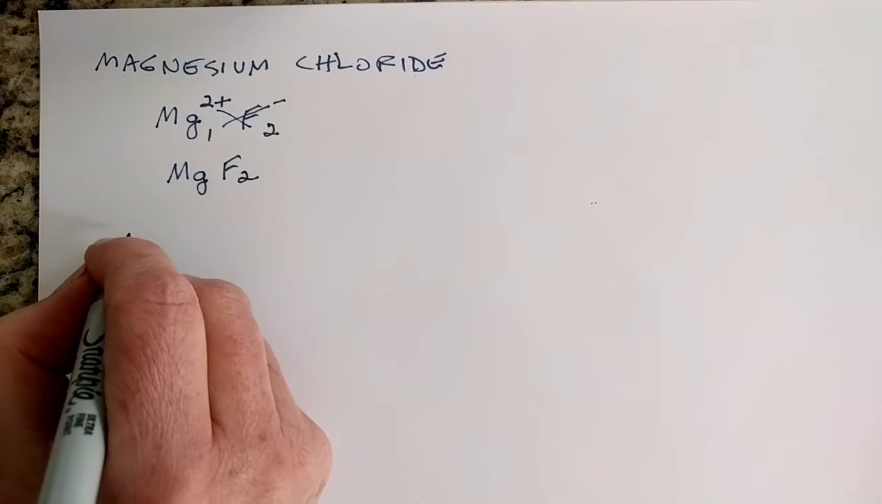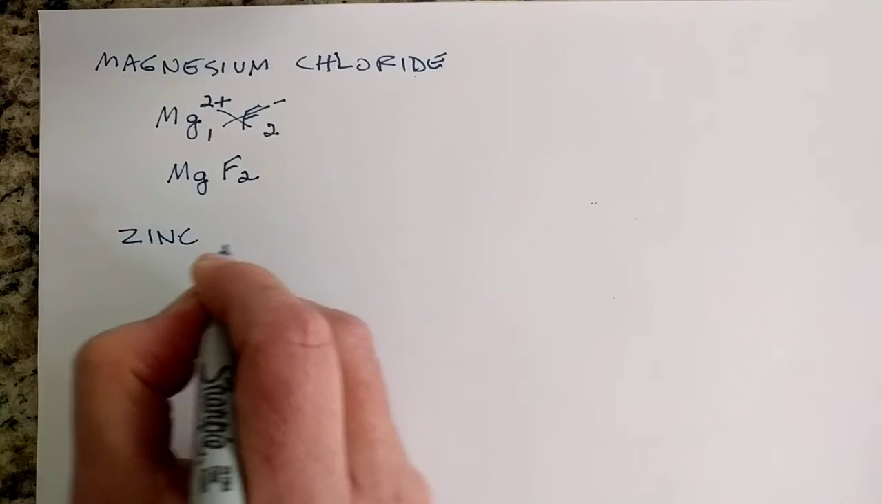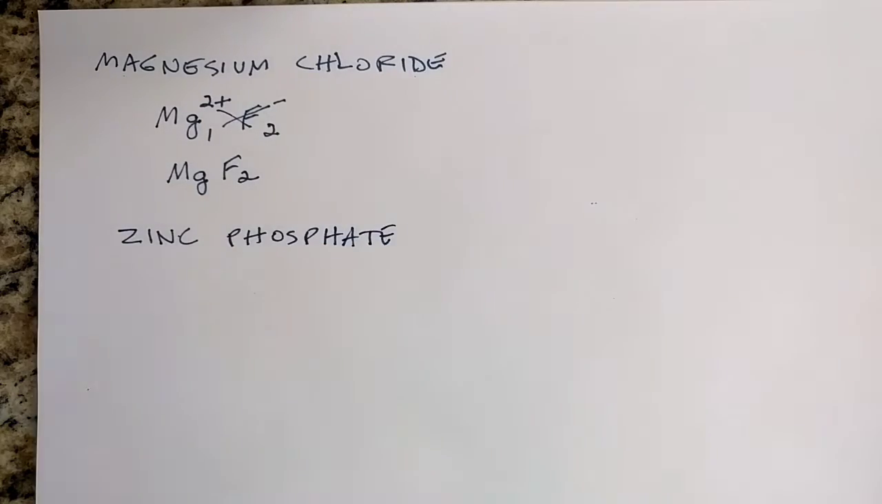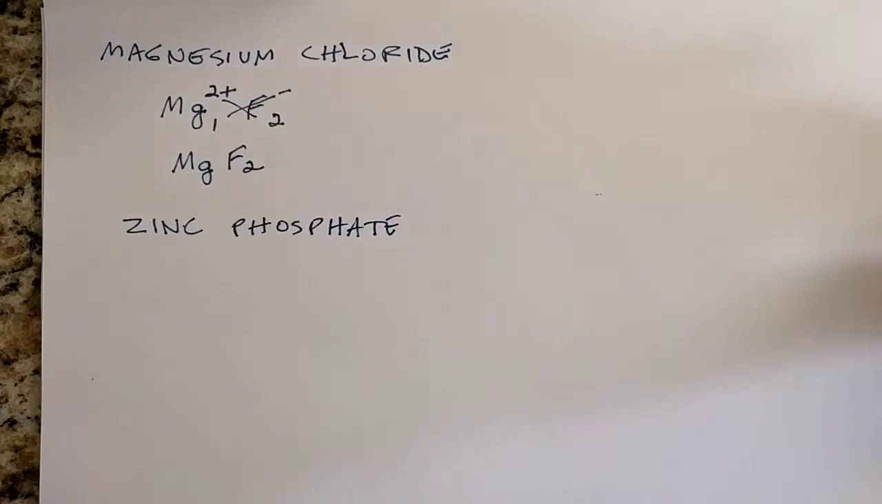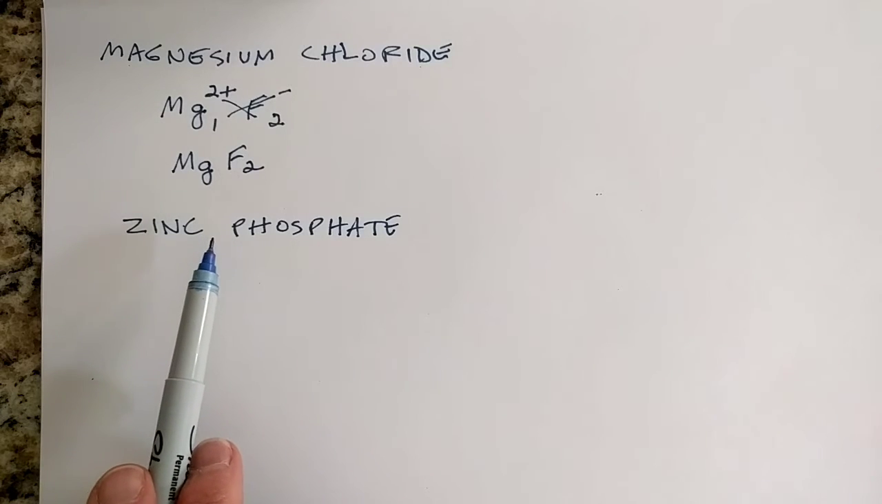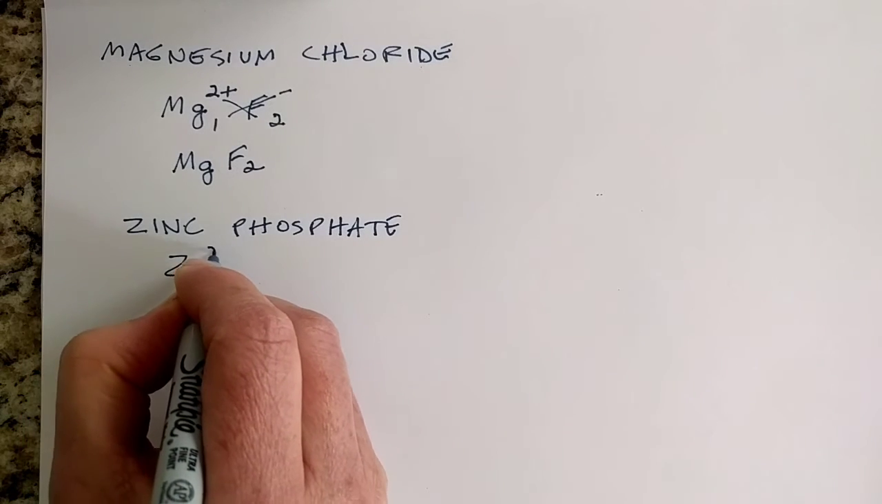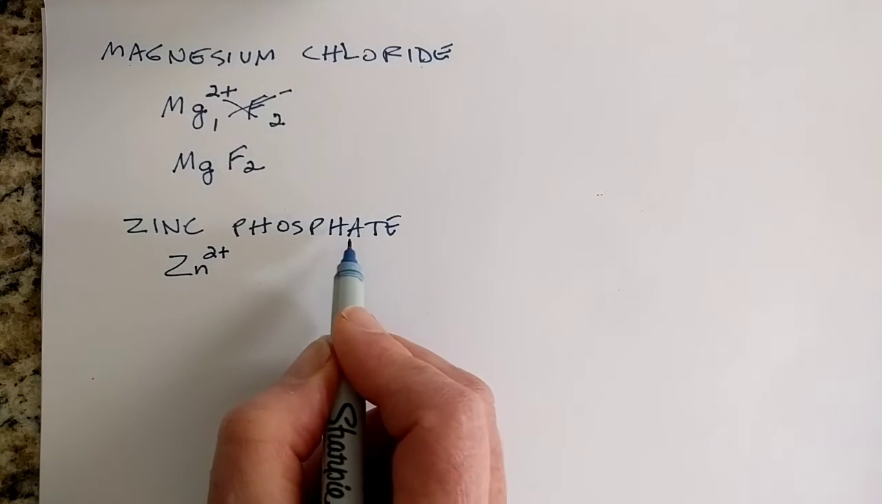All right, let's try another one. This one will do zinc phosphate. Okay, so we look for zinc on our periodic table of ions. Zinc, even though it is in the D block, it is a type 1 element. Zinc only forms 2+ ions in compounds. We don't see a Roman numeral there. It's not necessary because zinc is always a 2+. So we have Zn 2+, phosphate.